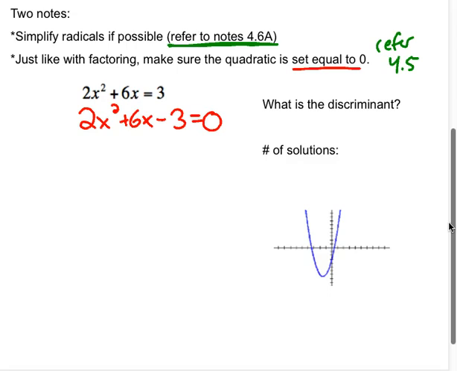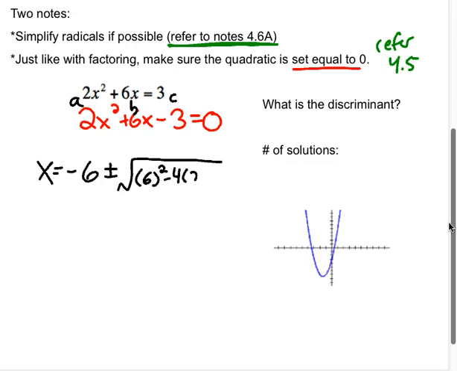Now that I've done that, I set up my formula. Here, my A is 2, B is 6, C is negative 3, and I start using that formula. Negative B plus or minus the square root of 6 squared minus 4 times A times C, all over 2 times A.